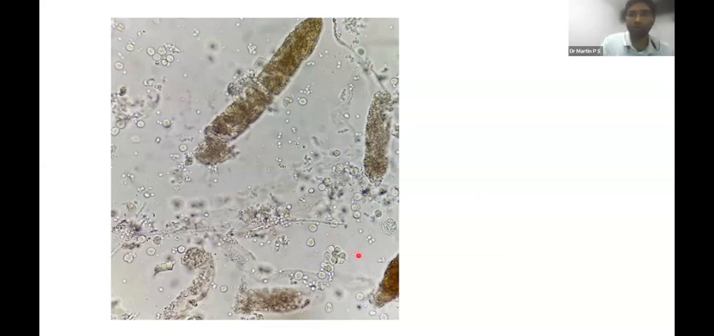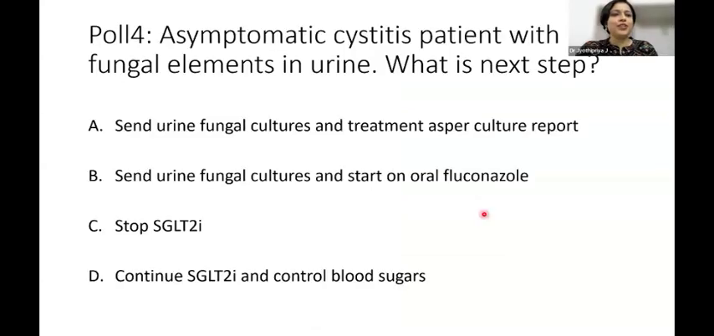Dr. Jyotipriya, poll 4. So moving on to the next poll. Poll 4, asymptomatic cystitis patient with fungal elements in urine. What is the next step? A, send urine fungal cultures and treat as per culture report. B, send urine fungal cultures and start on oral fluconazole. C, stop SGLT2 inhibitors. D, continue SGLT2 inhibitors and control blood sugars.